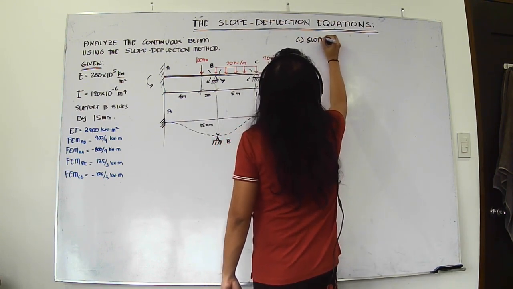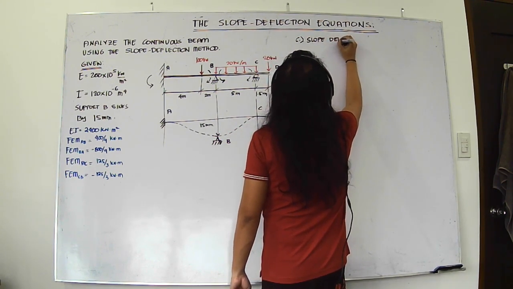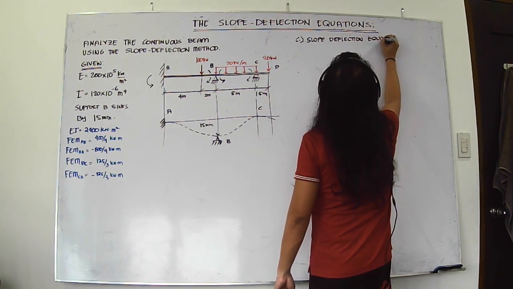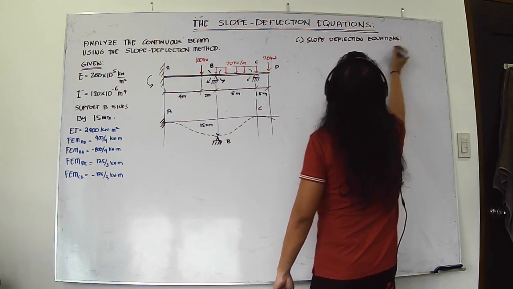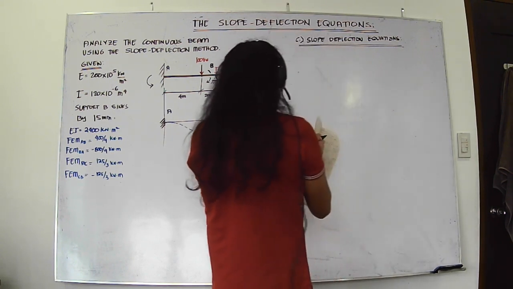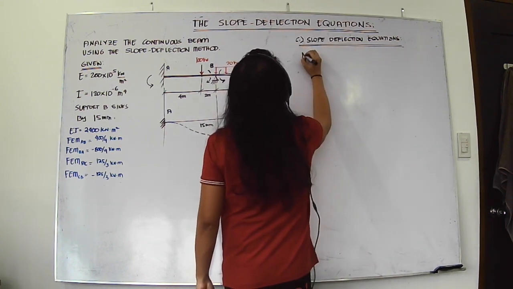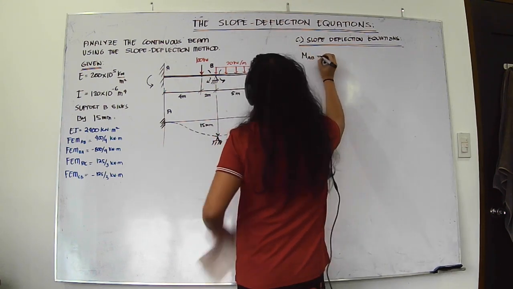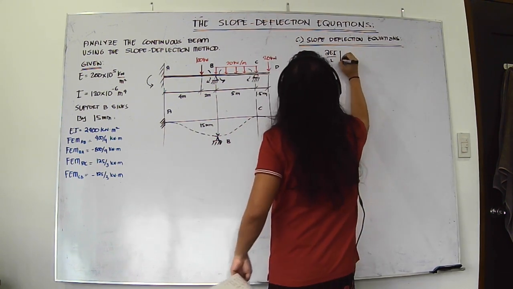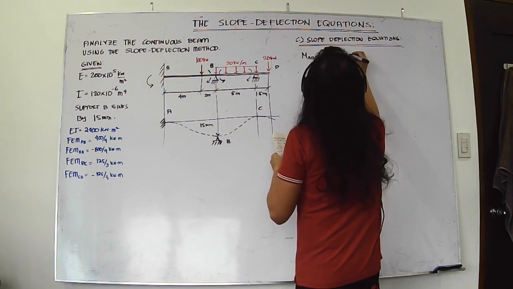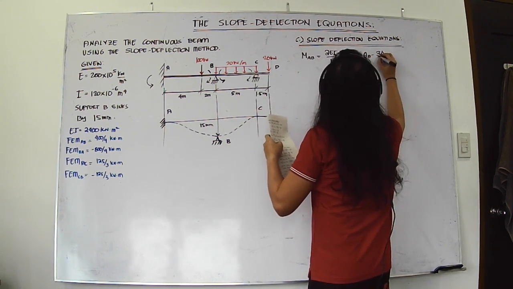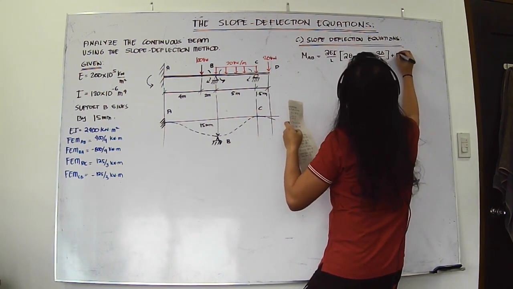Item C. It's a bit long. Okay. So, just bear with me. Okay. Let's try out MAB. That is 2EI over L, multiplied by 2 theta A plus theta B minus 3 delta over L, plus FEM AB.